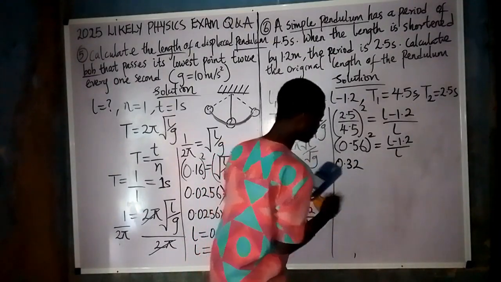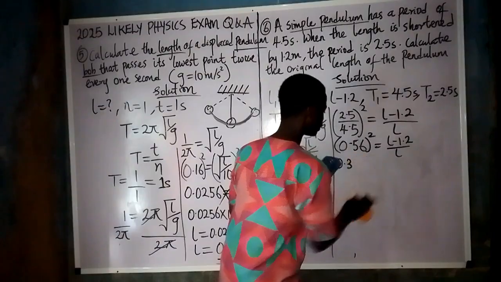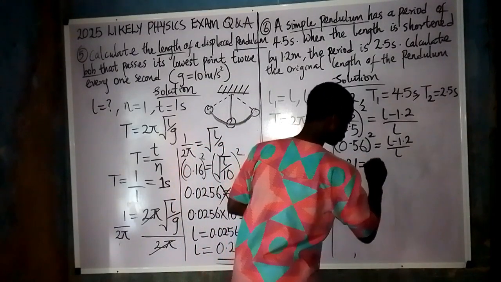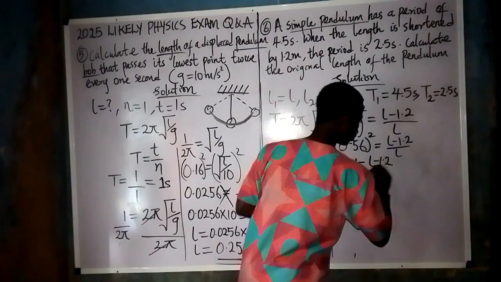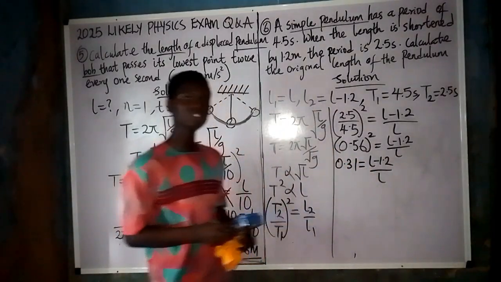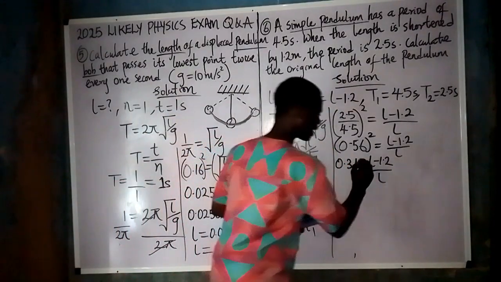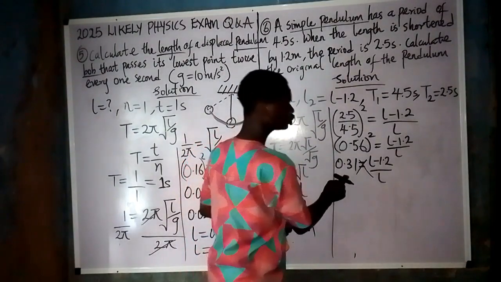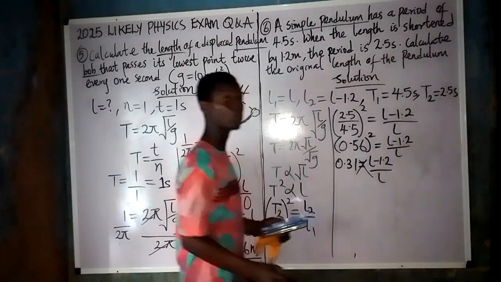No, 0.31. Just being specific. So to 2 dp we have 0.31. It will now be equal to L minus 1.2 over L. Now what do you do? Cross multiply. What you have up here will times what you have down here. What you have down here will times what you have up there.